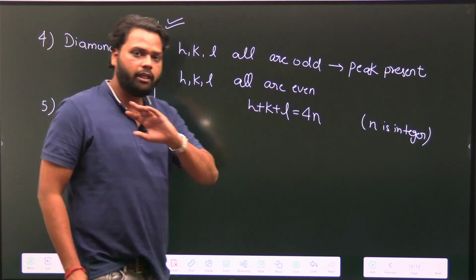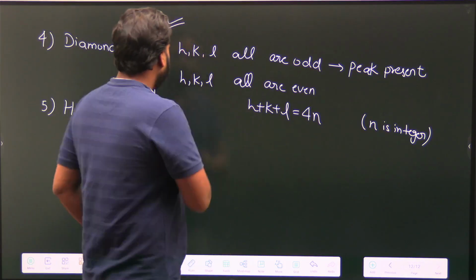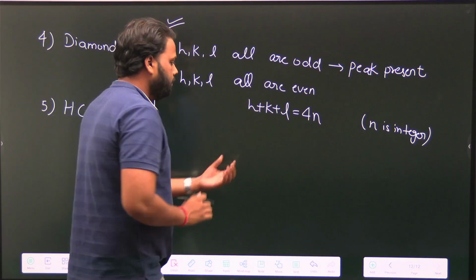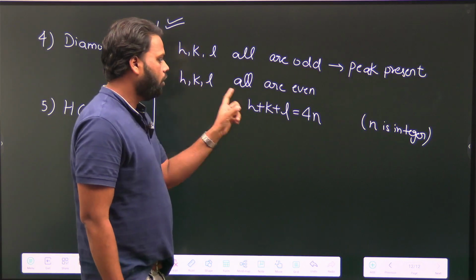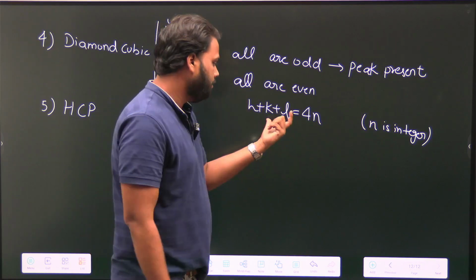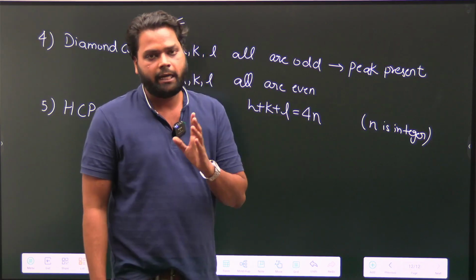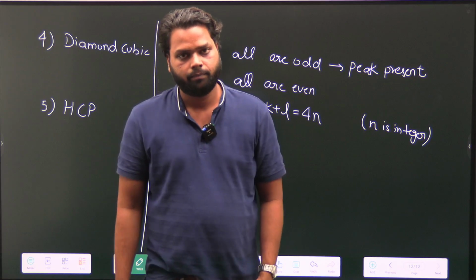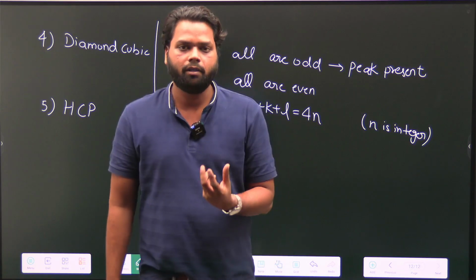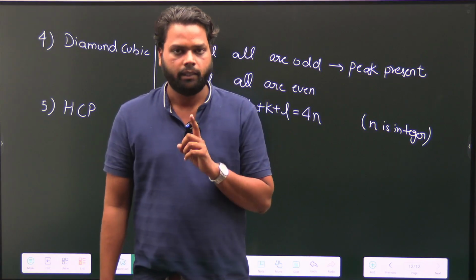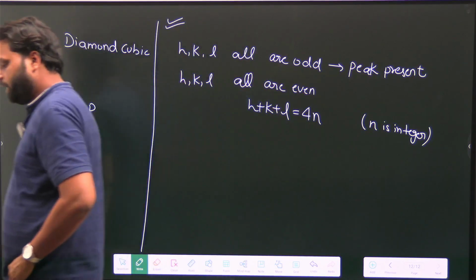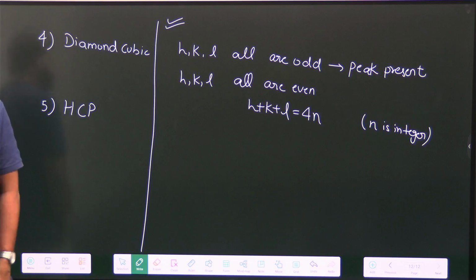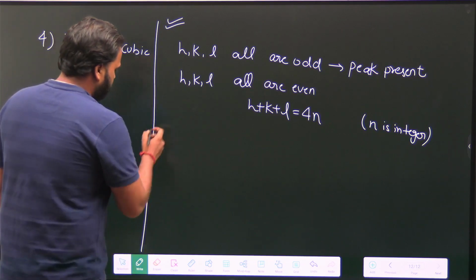ये नहीं होगा तो नहीं प्रेजेंट होगा। Yes, exactly. अगर देखो, if for the diamond cubic, if h k l all are even but their sum are not divisible by 4, then that peak will be not present. Okay, then that peak will be not present. Clear है? ध्यान से समझना इसको.